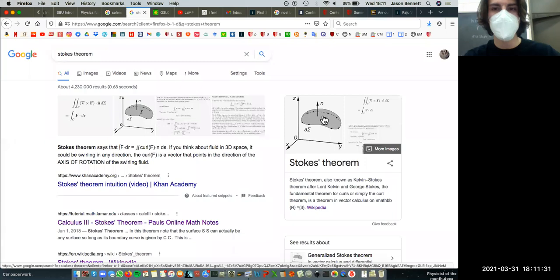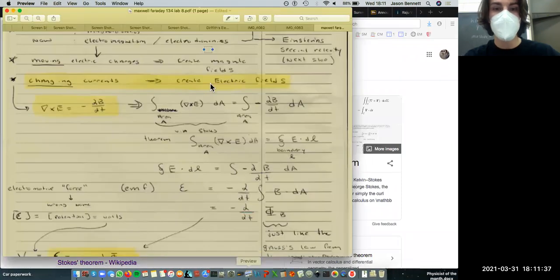So instead of integrating this area in the center, I'm integrating the length around the outside. And that's called Stokes' theorem. So if I do that on this left-hand side, the same thing on the right, or actually not the same thing on the right-hand side.